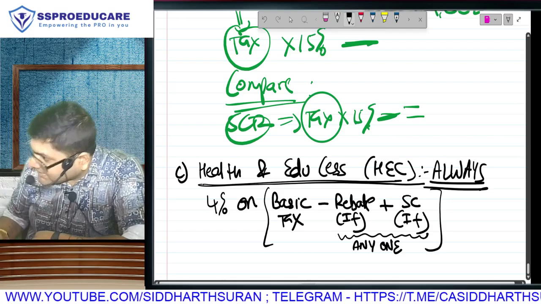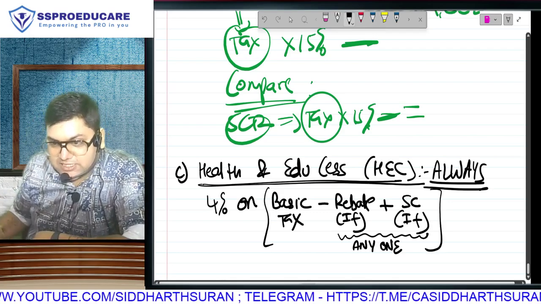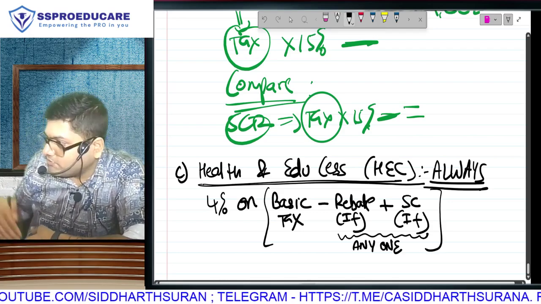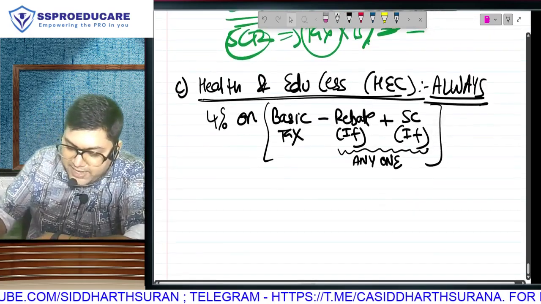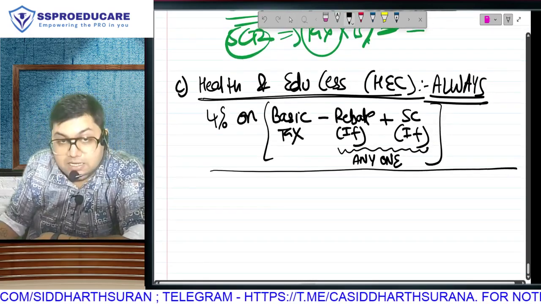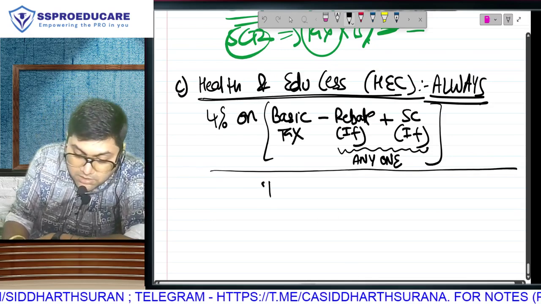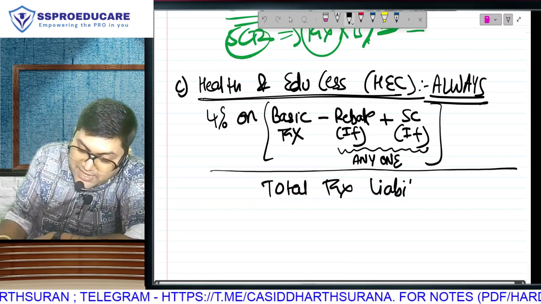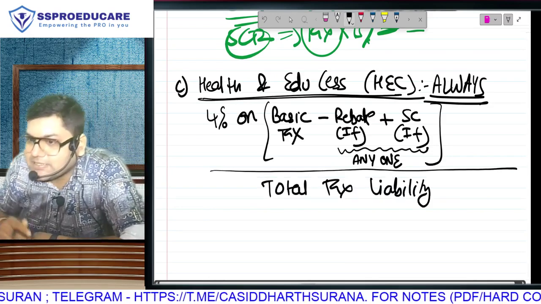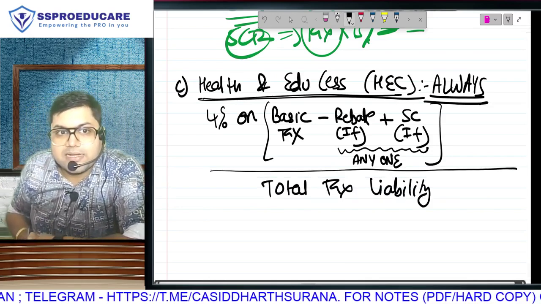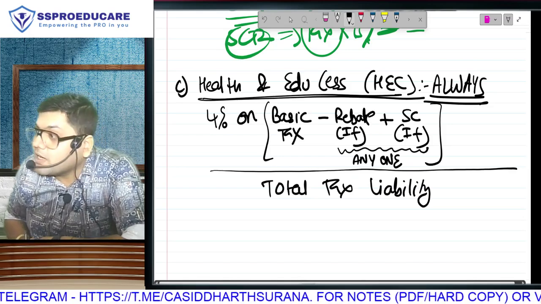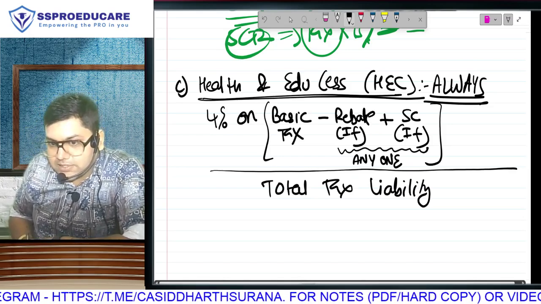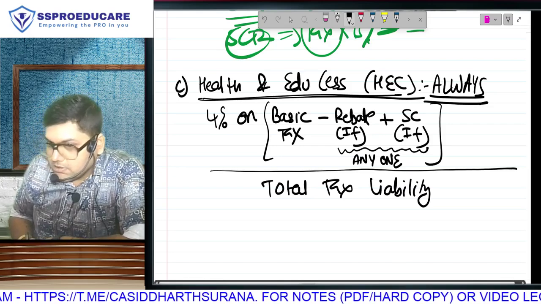So after you do basic, adjust your rebate, adjust your surcharge, adjust your marginal relief, and on that amount, apply 4% cess. After adding cess, what you will get is, listen to this carefully. This will be your total tax liability. So at the beginning, we calculated something called basic tax liability. Now we are getting something called total tax liability. Total tax liability. Everyone is with me?